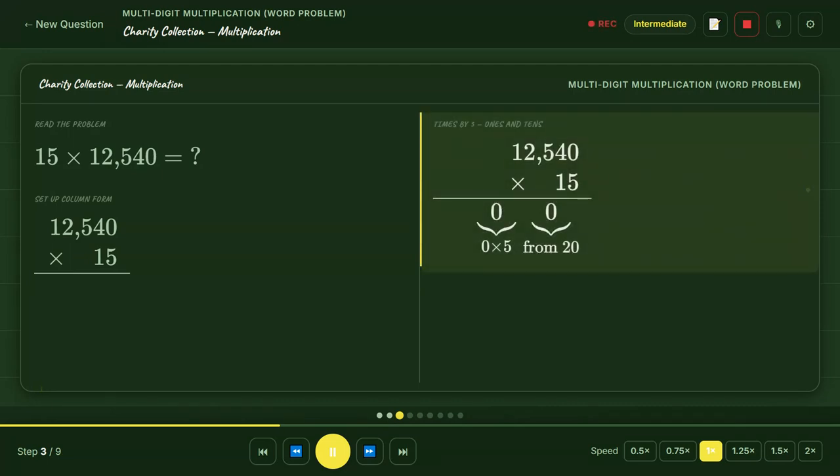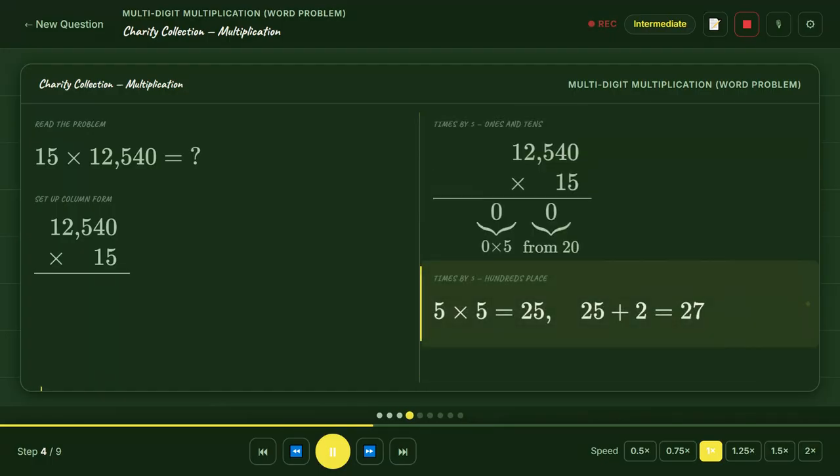0 times 5 is 0. Then 4 times 5 is 20. We write down 0 and carry 2 to the next place. Now 5 times 5 is 25. We add the carry 2, so we get 27. Write down 7 and carry 2 again.